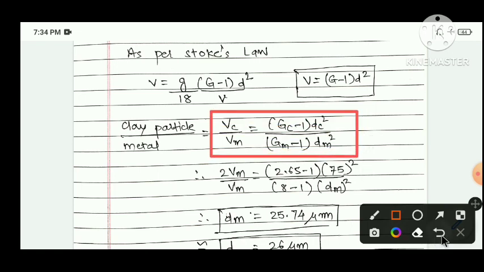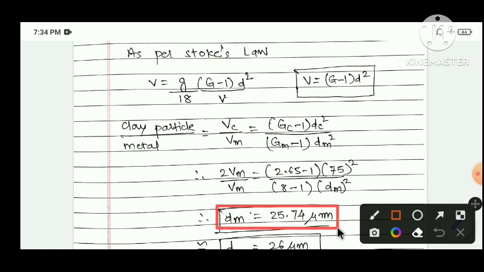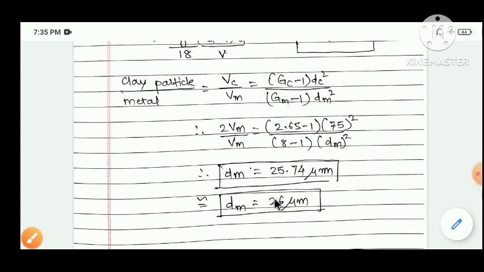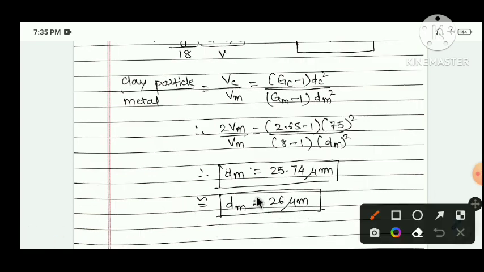Okay, putting all the values into it, what will we get? Putting all the values, we get the diameter of the metal particle as 25.74 micrometer. Now again there is a question that you have to round up the answer in the form of an integer. If your answer is coming in decimal form, you have to convert it into integer form. So converting it, the diameter of the metal particle comes out to be 26 micrometer.